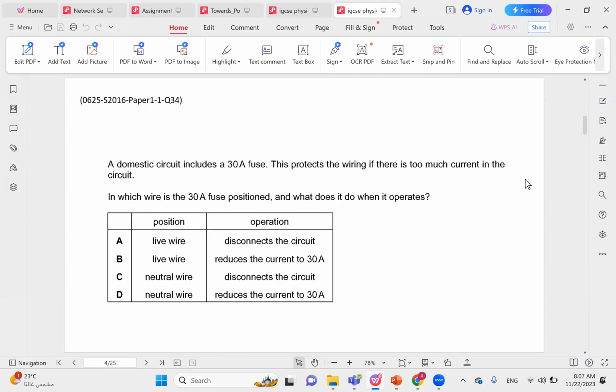A domestic circuit includes a 30 ampere fuse. This protects the wiring if there is too much current in the circuit. In which wire is the 30 ampere fuse positioned, and what does it do when it operates? Of course, this is something you need to know, that we place the fuse in the live wire. And it does not reduce the current, it disconnects the circuit entirely. So the correct choice here would be choice A. We place the fuse in the live wire and it breaks the circuit.